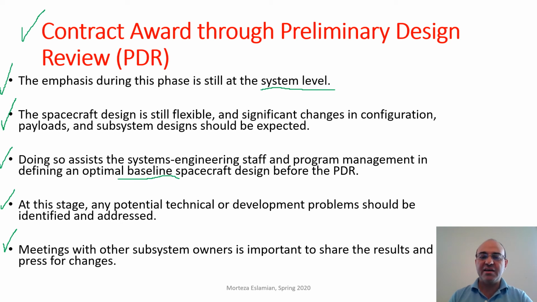So, for instance, the structural subsystem may feel that they need stronger or thicker plates to support the rest of the spacecraft, and therefore they may need more mass than what is in the document so far. So if one subsystem needs more mass, then the other subsystem owners should work with them in order to reduce the mass of their own subsystem to allocate more mass to the one that actually needs more.